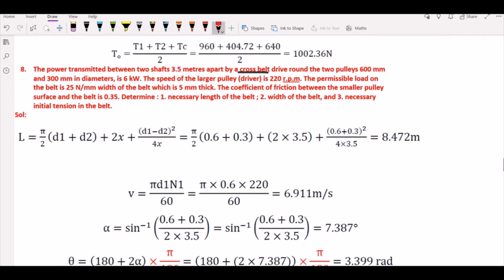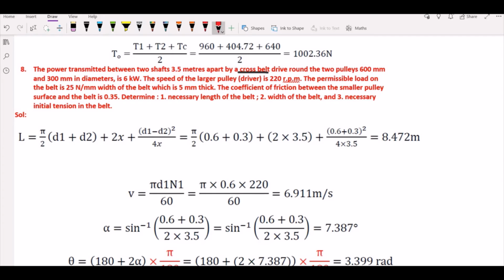The speed of the larger driver is 220 rpm. The permissible load on the belt is 25 newton per mm width of the belt, which is 5 mm thick. The coefficient of friction between the smaller pulley surface and the belt is 0.35. Determine the necessary length of the belt, width of the belt, and necessary initial tension in the belt. Three cases: length, width, and initial tension.